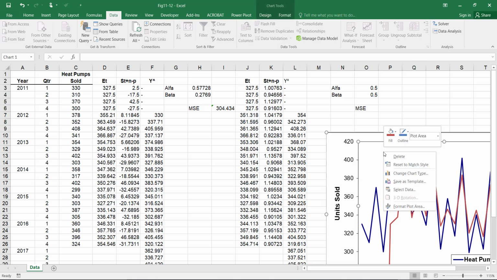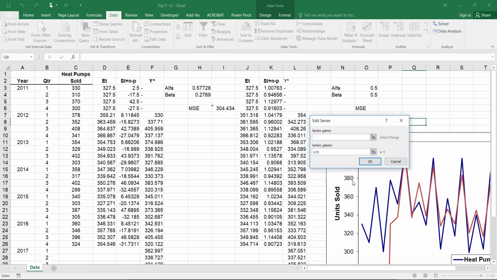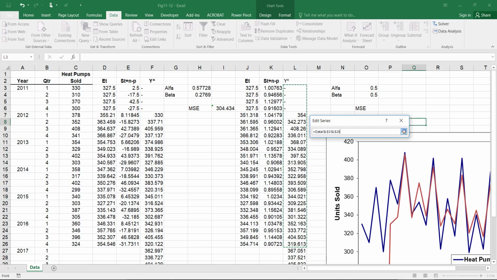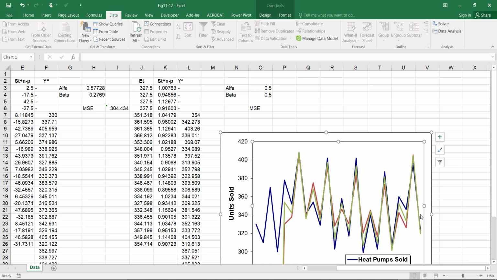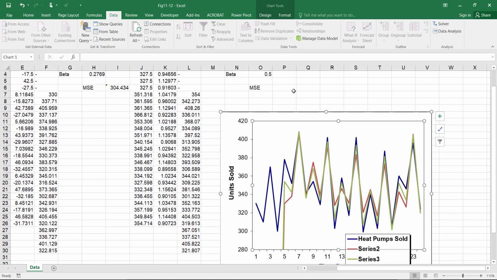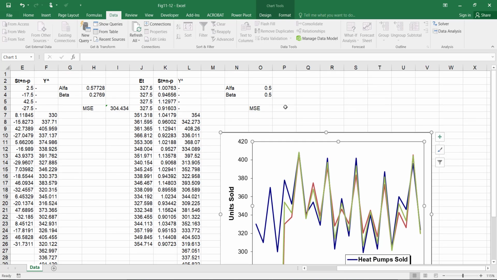Let's plot and see how we are doing, comparing the original data and the one that we got from the multiplicative forecasting. If we plot that, you can see we are doing pretty much similar, even though we have not optimized the alpha and beta yet. So let's do the optimization.